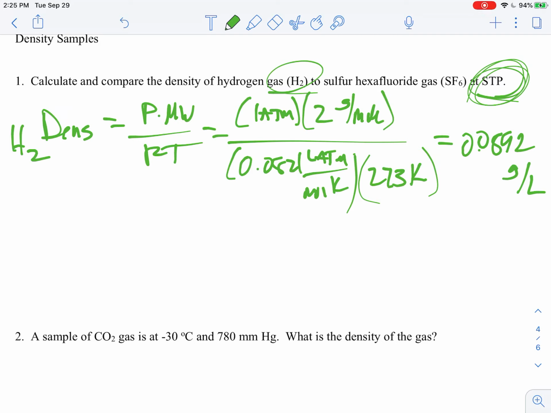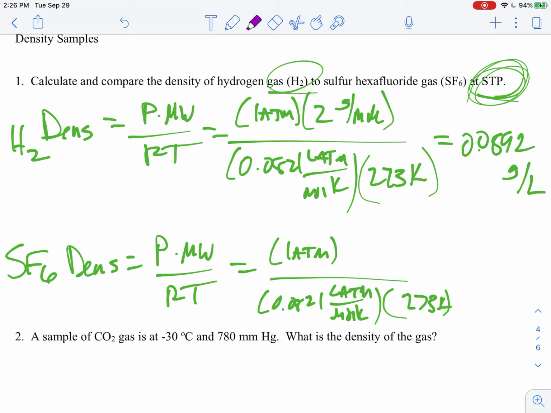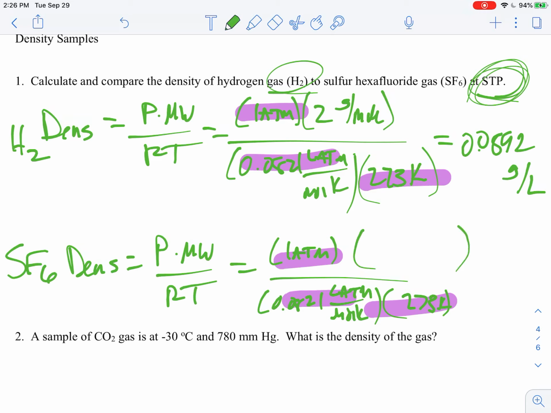0.0892 to 3 significant figures. Now, sulfur hexafluoride is going to be the exact same thing, except you're going to have a different molecular weight because the pressure is the same. That's 1 atmosphere. R is the same. That's 0.0821. That never changes because it's a constant. And that's liter atmospheres per mole Kelvin. The temperature is 273 Kelvin. So again, here and here are the same because you're at the same conditions. The only difference is that you're dealing with sulfur hexafluoride gas instead of hydrogen.